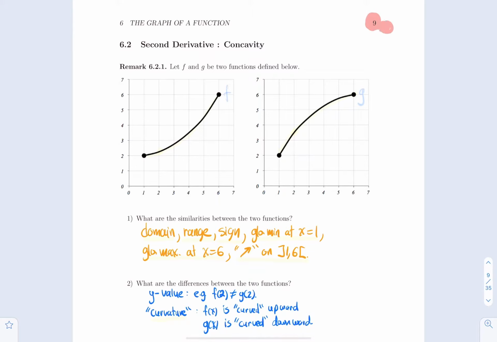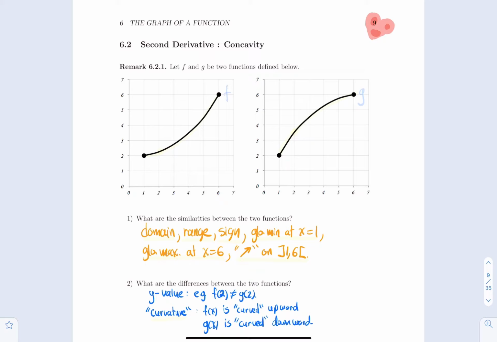Let's do some concavity. Okay, so now we're going to see how we can use the second derivative to get some visual information about a function. And that visual information is called concavity. So first, let's define what concavity is, and let's try to see what concavity is, and then let's see how we can compute it. So I'm starting with an example where I have two functions here, f and g.